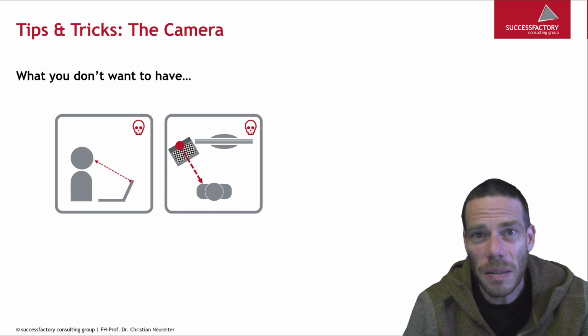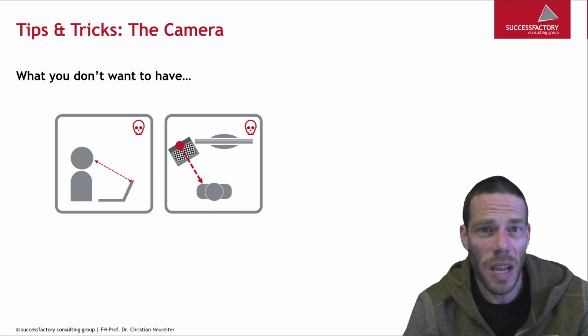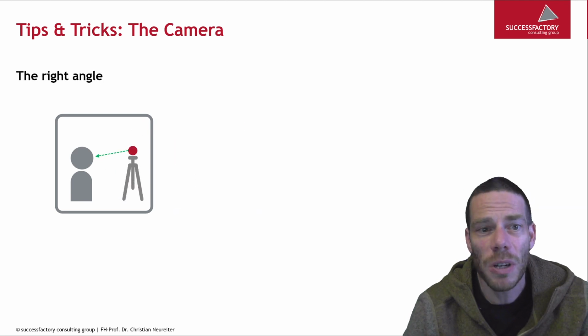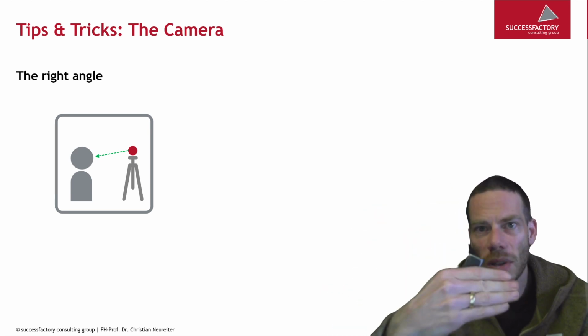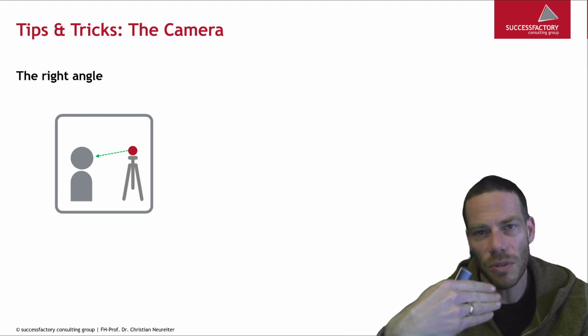But what does the best camera position look like? First of all, on the vertical axis, you should try to get a line of sight between the camera and you, which is either horizontal or with a small angle from top down to you, from above down to you.